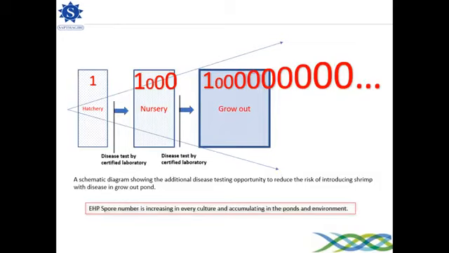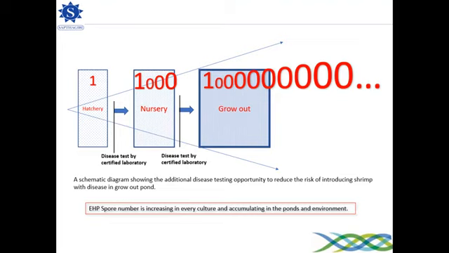This is one of the schematic representations of disease progress from hatchery to grow out. In the hatchery, there is very little chance of getting EHP. When it comes to the nursery, the magnitude is increasing. When it is grow out, it becomes billions.